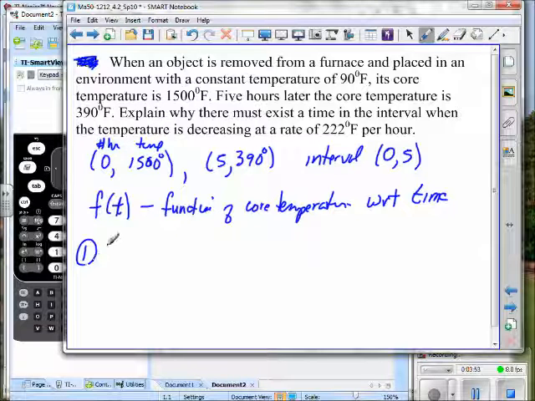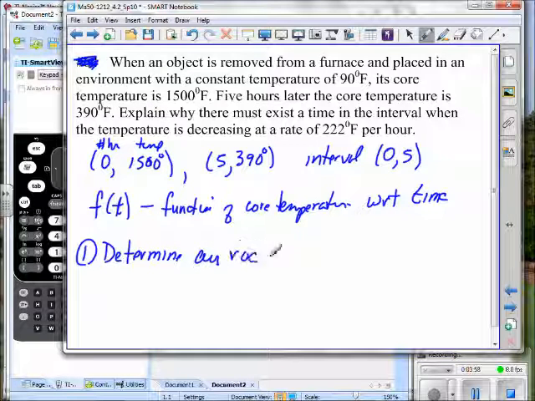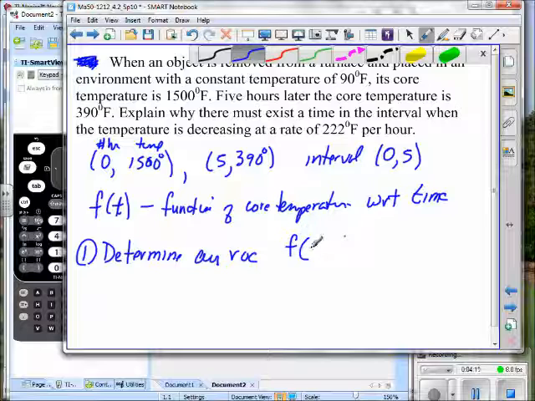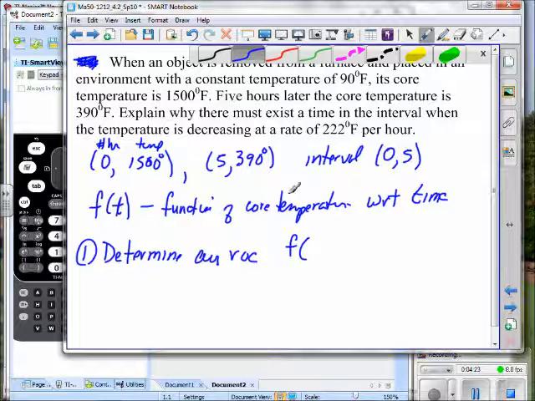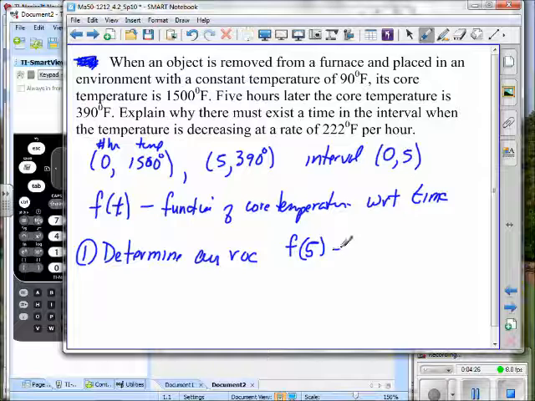So, first thing we're going to do is determine average rate of change. So we're going to take f of 1500, whoops, that's not right, f of what? How much? 0. I could take f of, well, okay, you want to start with 3? We can start with 3. It doesn't make any difference, does it? But we can take actually f of 5 minus f of 0 divided by 5 minus 0. Find the average rate of change.